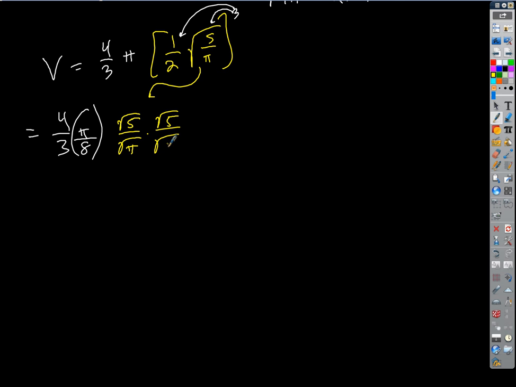Oh, you're right. I can't read my own writing. Square root of s over square root of pi times square root of s over square root of pi. In other words, the square root of s cubed over the square root of pi cubed, right? So that gives us on the top what? So here I've got my 4 pi over 24 times square root of s times square root of s times square root of s. So what does that give me? Square root of s times square root of s is s.